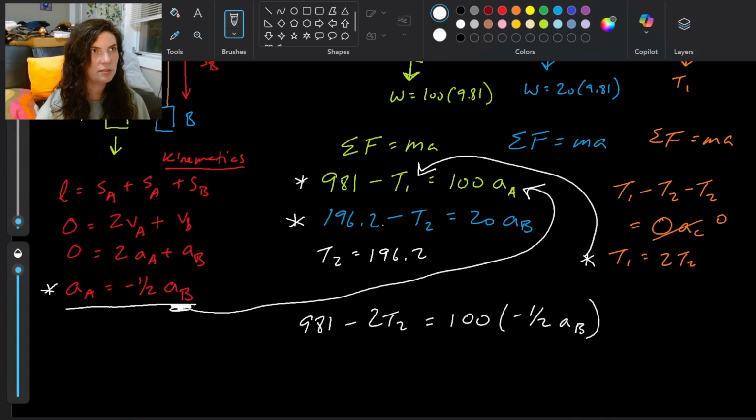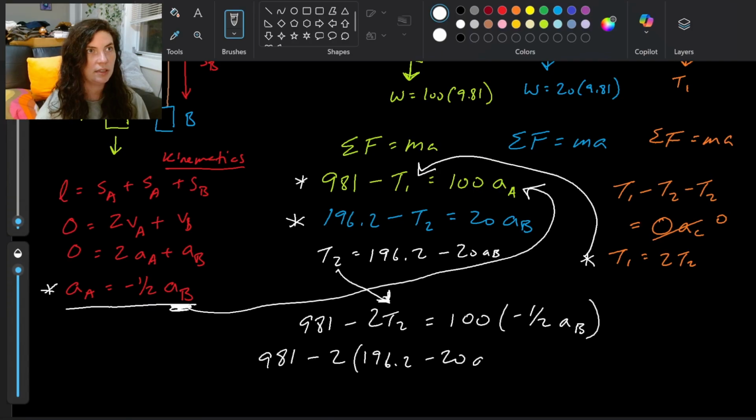This is plus. No, this is negative. Wait, add to that side. Negative 20 AB. So now I'm going to substitute this T2 value into here. And I'll be able to have everything in terms of AB. I'll be able to solve for AB. 981 minus 2 times 196.2 minus 20 AB equals 100 times negative 1/2 AB.